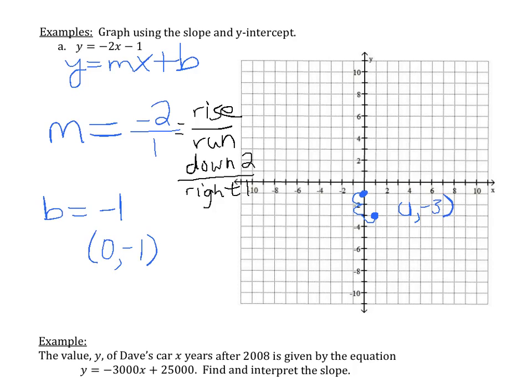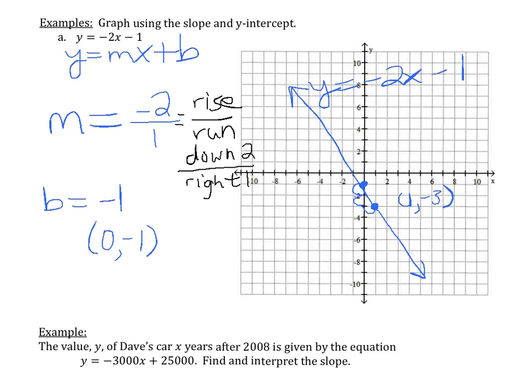-3). And so now that I have my 2 points, I'm just going to draw the straight line that goes through those 2 points, and I have my equation of my line drawn. And so this is the equation y equals negative 2x minus 1. And that's how we graph using our slope and our y-intercept.